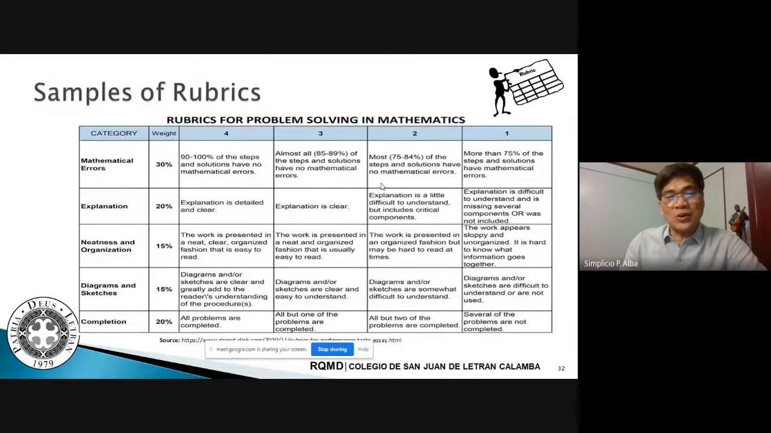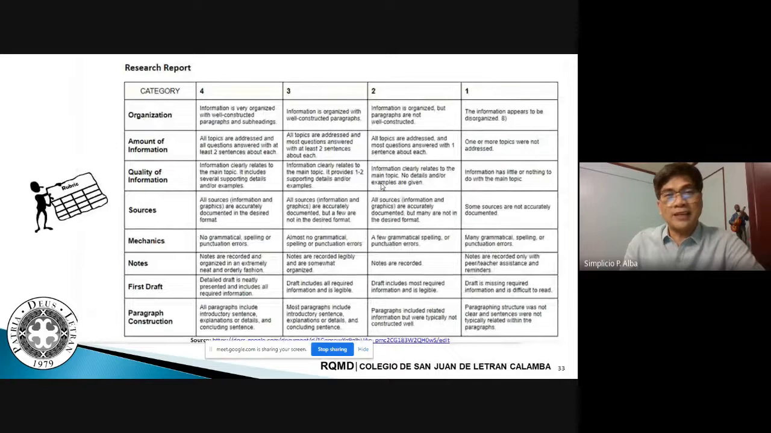Although most of us are already familiar with or have already designed rubrics, still, let me show you some rubric samples. So that's a rubric sample for problem solving in mathematics. And another sample for research report.